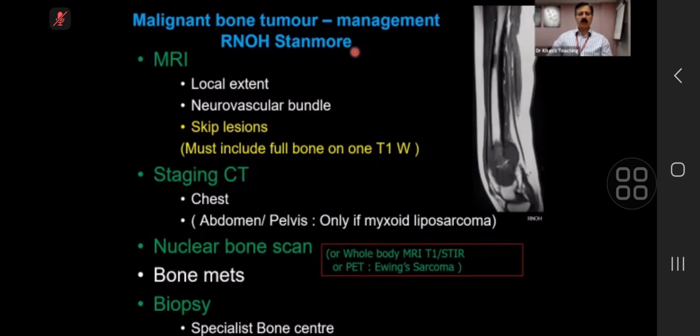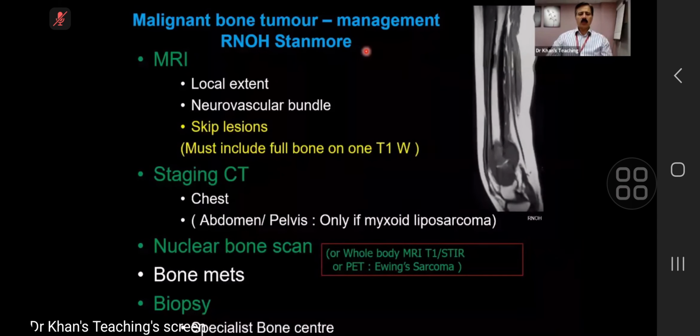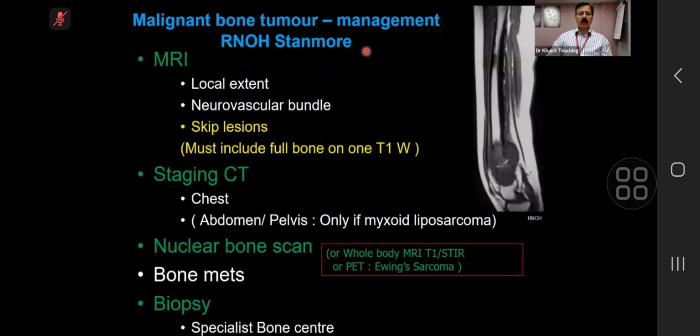So we usually just say, I'll refer it to RNOH or to Stanmore, but you can simply use the word bone tumor center. And how are you going to stage and things like that? Everything which you want to know for the exam is here on this slide. You will say that I would like to do an MRI, and the basic thing is for local extension of tumor, sometimes for characterization of tumor also.